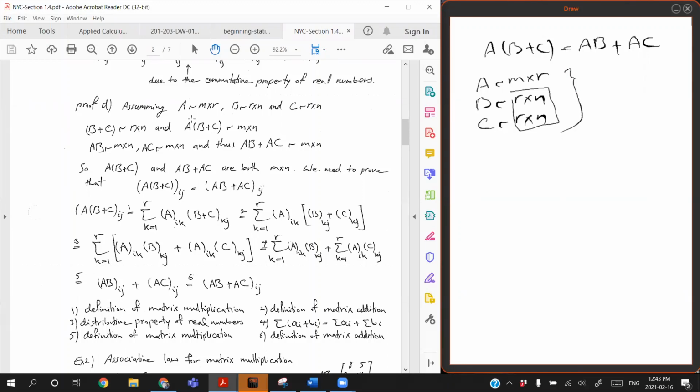When you are trying to show that two matrices are the same, so here we have one matrix on the left and we have another matrix on the right, you have two steps. Step one, show that their sizes are the same. Step two, show that every entry is also the same. These are the two steps in proving the equality of two matrices. So let's see. B plus C would be R by N.